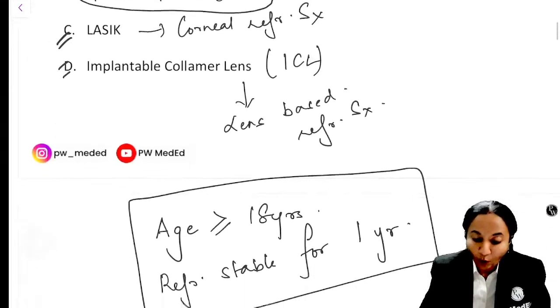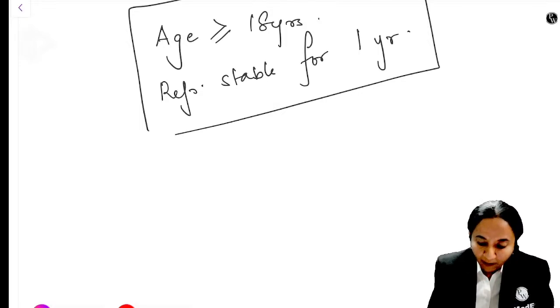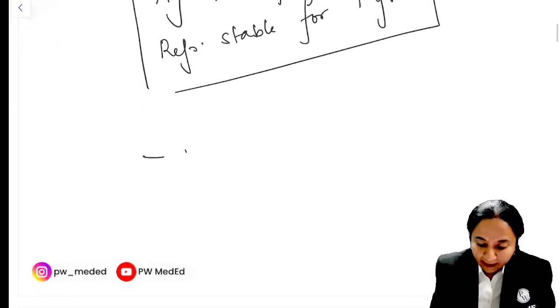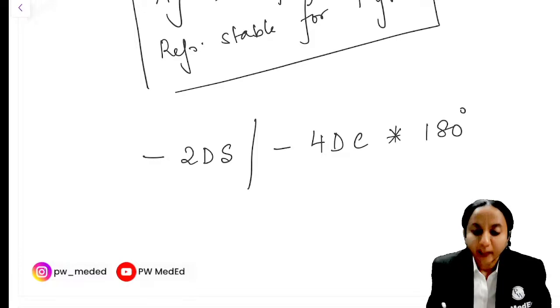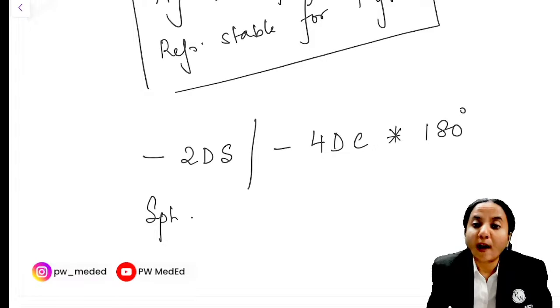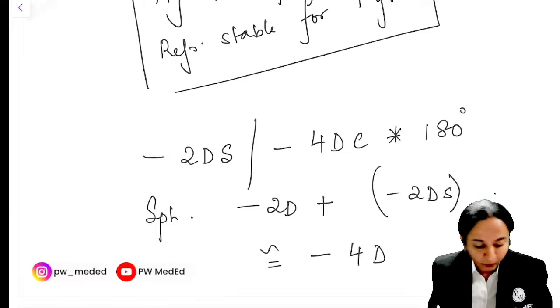Now I want to tell you, what do you mean by spherical equivalent? Suppose you have a prescription like minus 2 diopter sphere and minus 4 diopter cylinder at any axis, whatever axis. Spherical equivalent means you algebraically add half of the cylinder to the sphere. So minus 2 diopter, with that you add half of the cylinder, so the spherical equivalent will be minus 4 diopter.